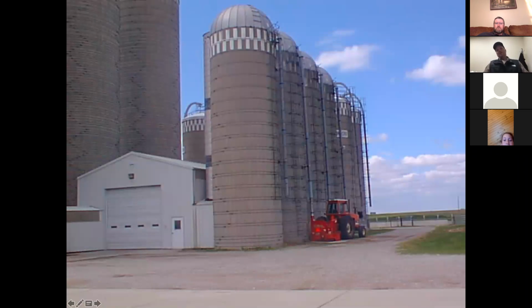We don't see a whole lot of silos out in this country, but if you go through the Midwest, you see a lot of silos, and they store them with corn silage, pack them all the way up.